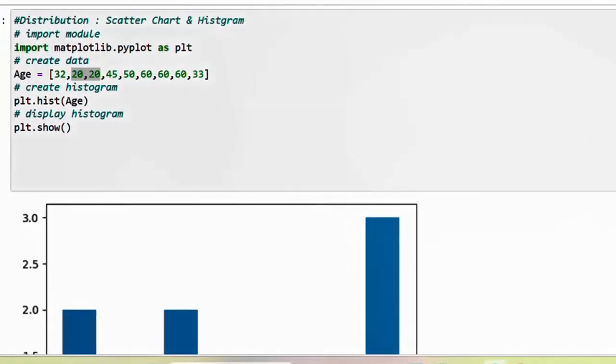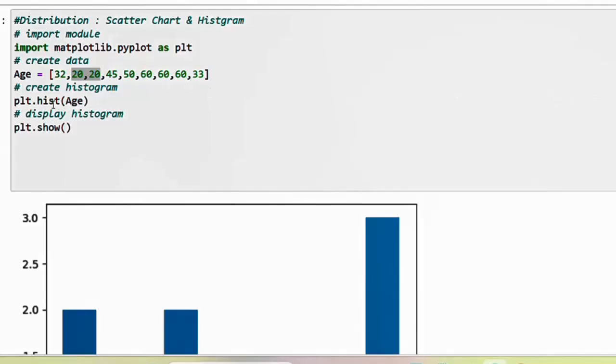If we check this program, we have the data for the ages. Now we have to find out how many people are of the age of 60, then how many people are of the age of 20. This kind of grouping of the frequency we can find out with the help of the histogram charts.